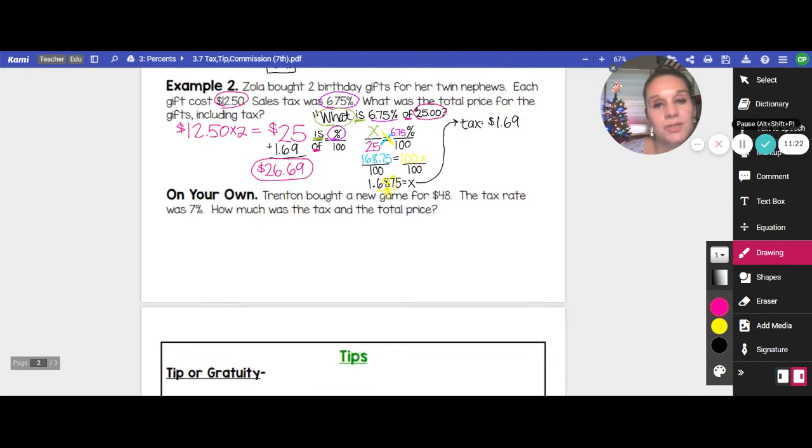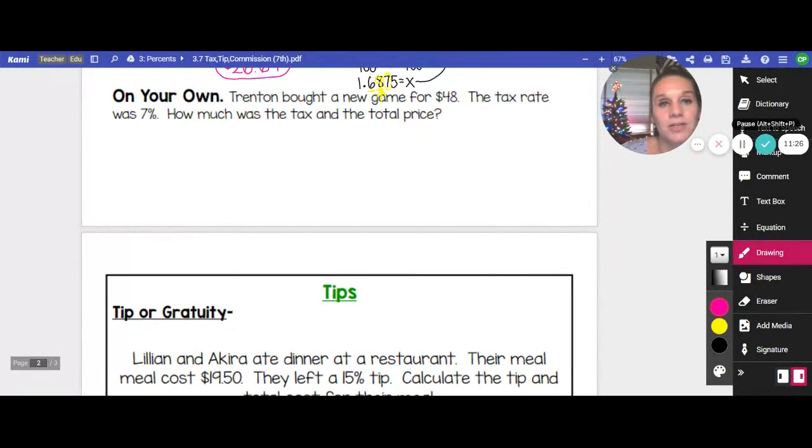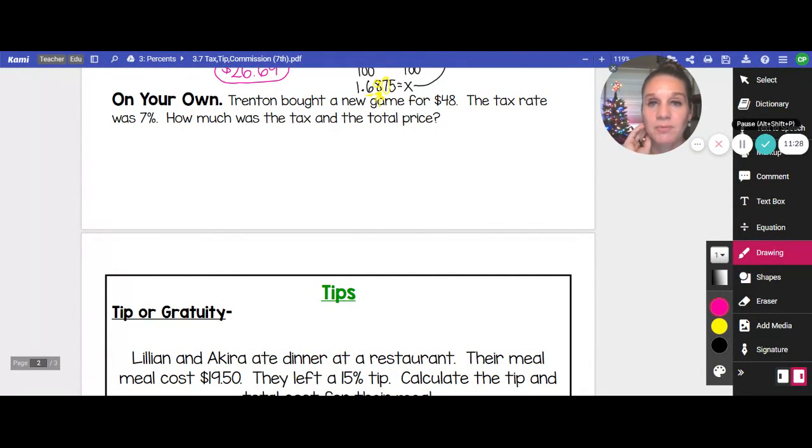At this time, I'd like you to go on, and on your own, try the on your own question that says Trenton bought a new game for $48. The tax rate was 7%. How much was the tax and the total price? So make sure you show all of your steps, and I can't wait to check to see your work.